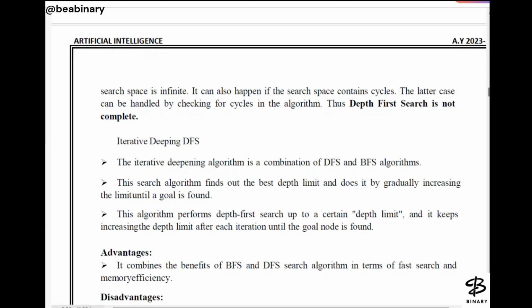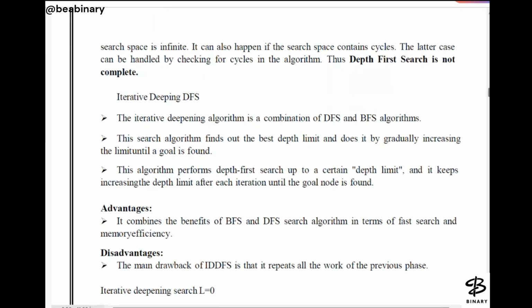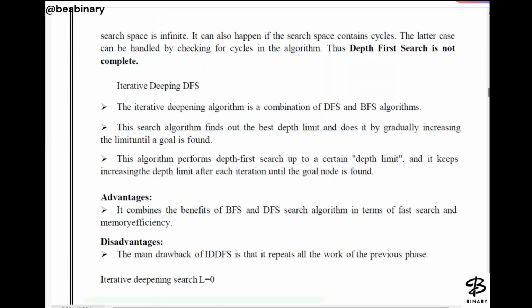Let's decide it takes the first three limit only. If the goal node is found up to that limit, then it's okay. Otherwise, it will increase the depth limit after each iteration.